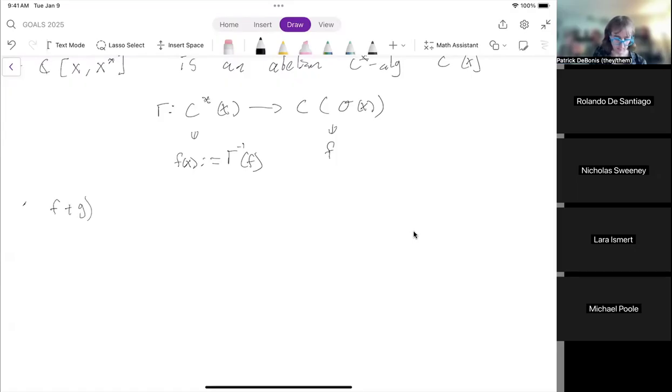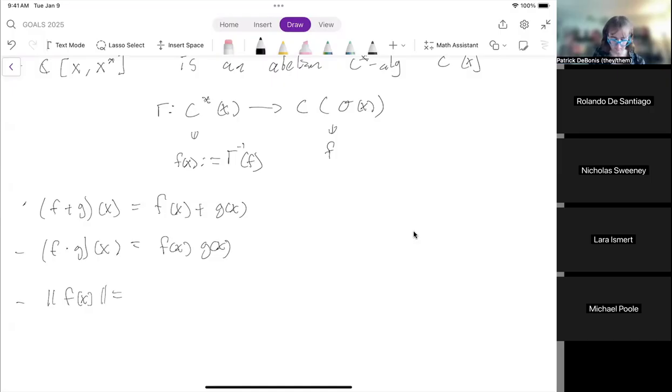So addition goes through with this isometric isomorphism. Composition of functions is our multiplication. And then the norm of this operator is given by the infinity norm of the function on the spectrum. So this is the star algebra structure. And we call this the continuous functional calculus.